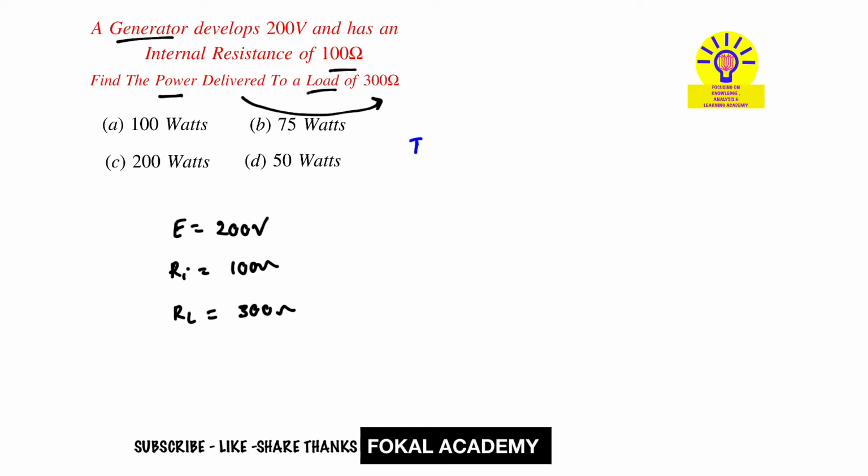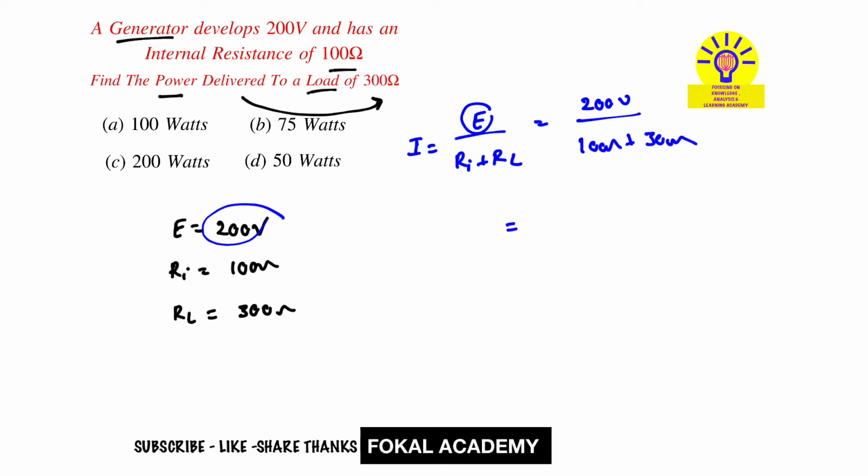So current I equals total voltage by total resistance, that means Ra plus RL. So total voltage is given as 200 volts upon 100 ohms plus 300 ohms, nothing but 200 by 400, nothing but 0.5 amperes. So this is the current passing in the load. So I equals 0.5 amperes.